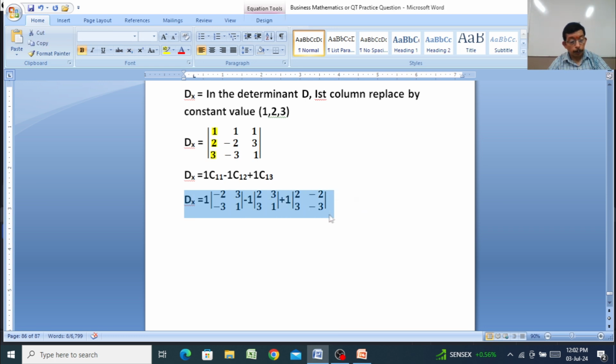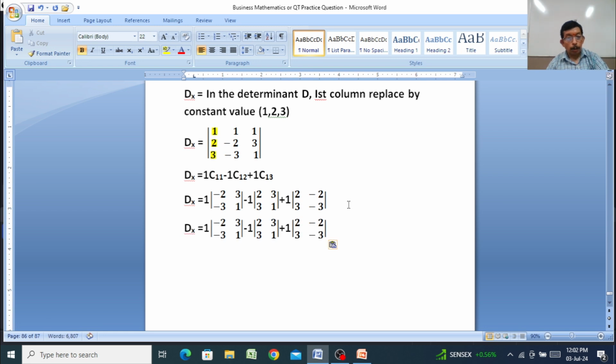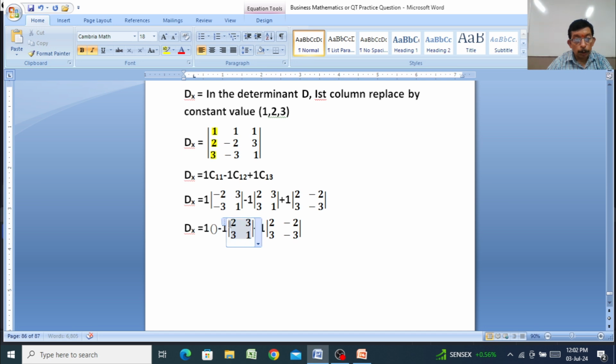Dx is equal to, solve the determinant of 2 by 2 order by the difference of the cross multiplication of its elements. For example C11: the first diagonal elements are -2 and 1, the multiplication is -2. Next diagonal elements are 3 and -3, the multiplication is -9, so minus minus 9 becomes plus 9.